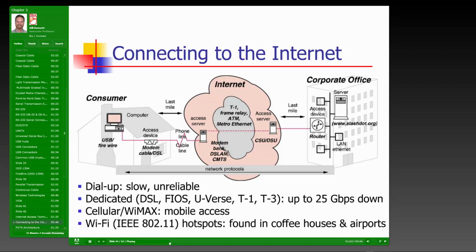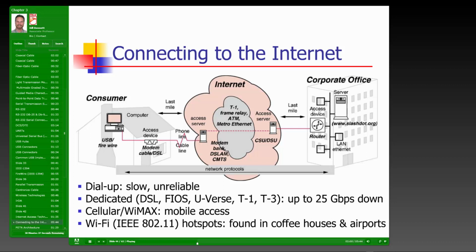And of course the pink cloud here is the internet cloud, and they're just showing you with that gray cloud that there's all kinds of technologies interconnecting all the different systems that actually comprise the internet: T1s, frame relay, ATM, Metro Ethernet. And then down below, modem banks and DSLAMs, that's the DSL Access Multiplexers, and then the cable system is the CMTS. Routers use the CSU/DSU, which you also see there in the Internet cloud.